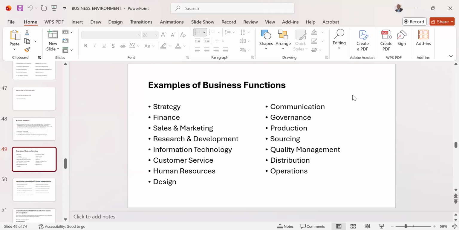Sourcing, you cannot source any activity, either internally or externally. Quality management, you want to know whether what you are doing is according to the standard laid down. We have some organizations that are in control of that, like the ISO. So those are some of the activities that businesses carry out.